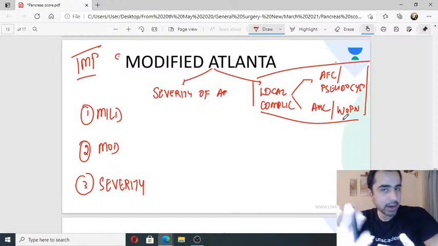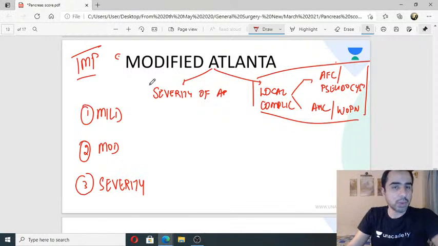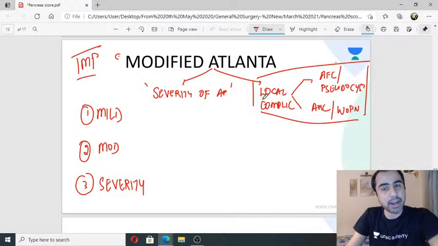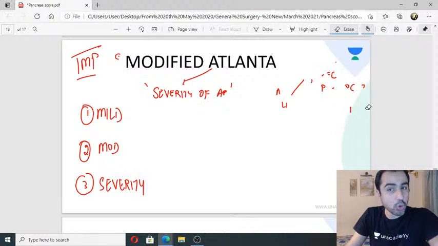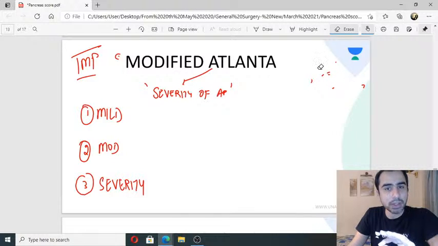So when I say Modified Atlanta, I talk about two things. One is severity and other is local complications, not necrosis present or not prognostic. It is defining the local complications. What is fluid collection? What is pseudocyst? What is necrotic collection? What is walled off necrosis? This we will not discuss today. This is for another day. But you need to know these things. That's why you have come today, to get a gist of these important topics.